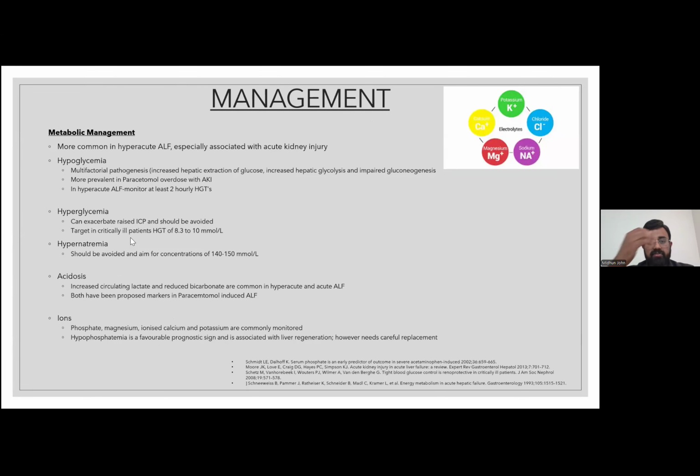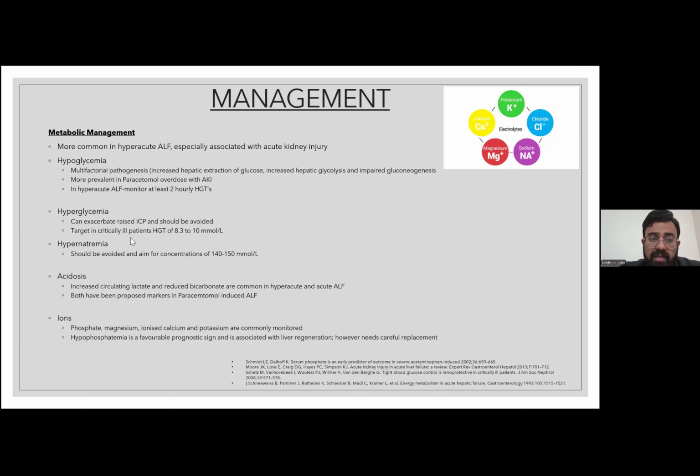From a metabolic point of view, more common in hyperacute, especially associated with acute kidney injuries, are a couple of our electrolytes and what have you that go off. So hypoglycemia, multifactorial, as you can imagine. There's increased hepatic extraction of glucose, there's increased hepatic glycolysis and impaired gluconeogenesis, and this is more prevalent in our drug-induced liver injuries, in particular our paracetamol overdoses.